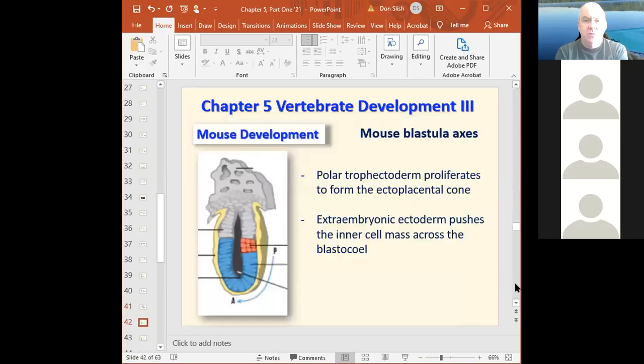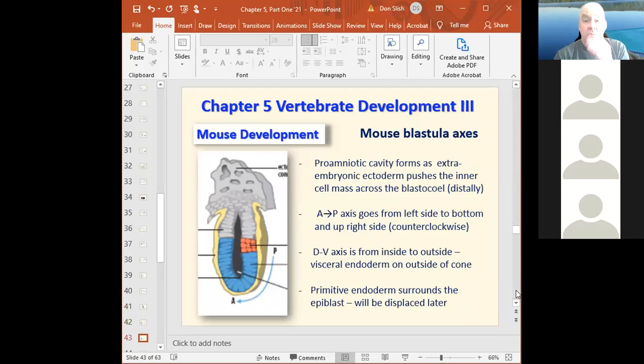So what's going on? Okay. So the polar trophectoderm proliferates to form this ectoplacental cone. The extra embryonic ectoderm pushes this down, and so it starts as a flat thing, but then it becomes a cup because it's being pushed down. Okay, so I've kind of explained all this already. Primitive endoderm surrounds it all.